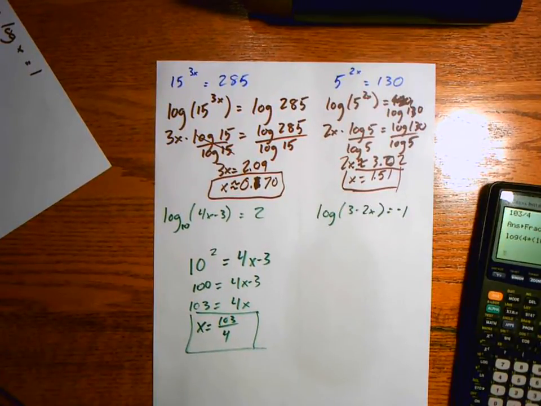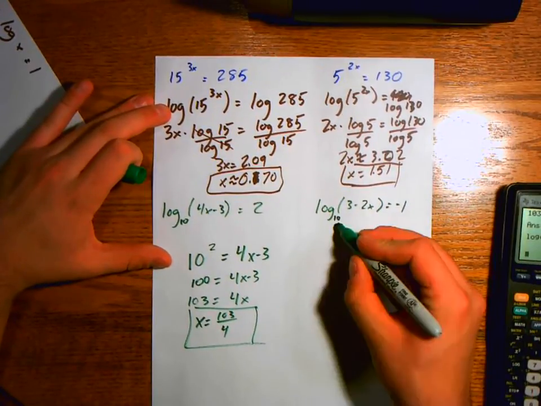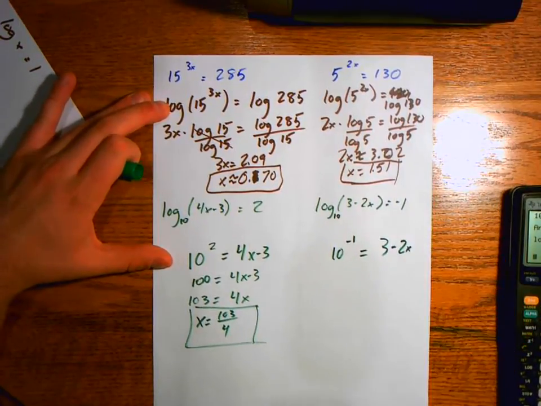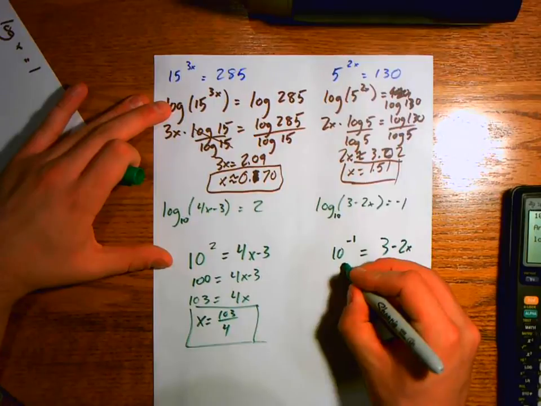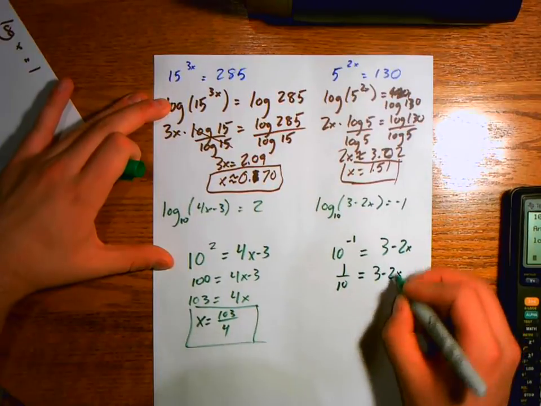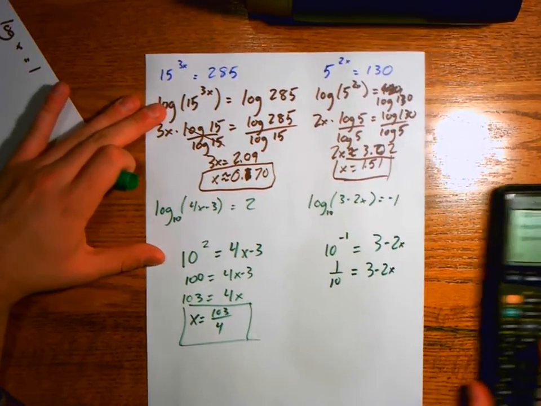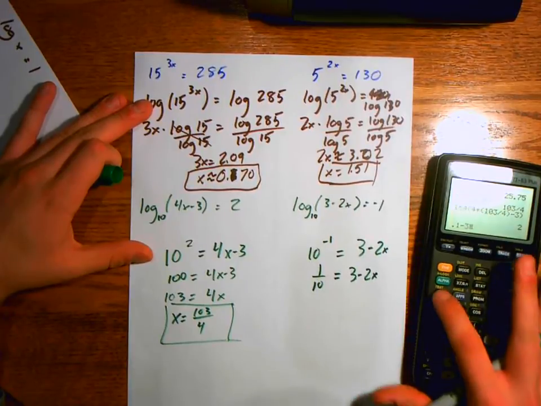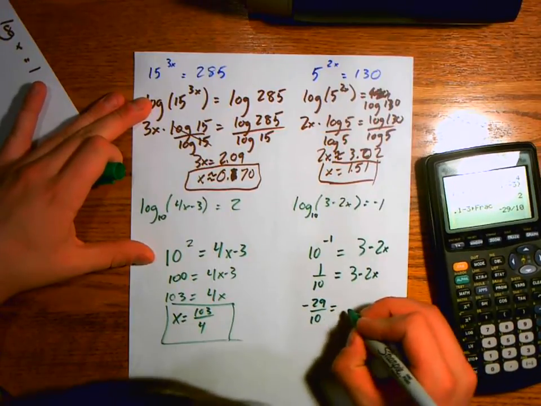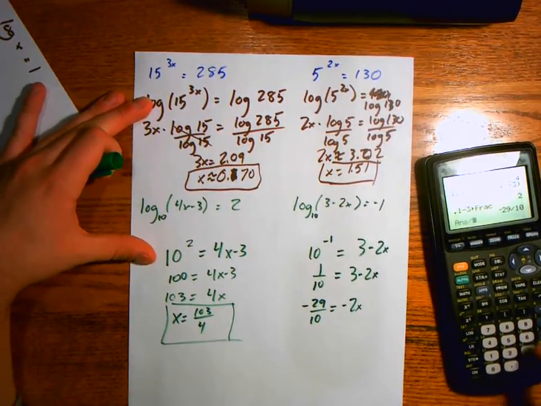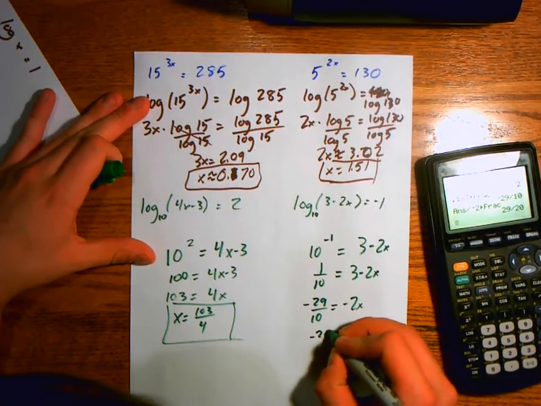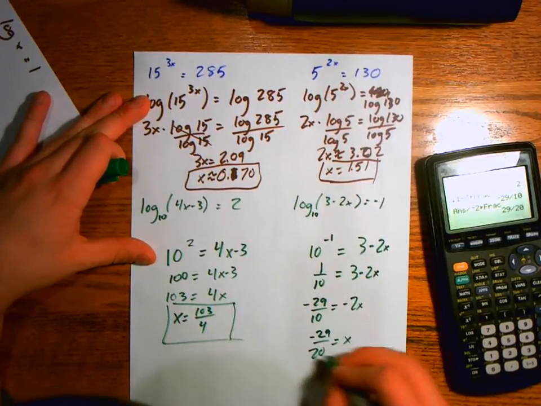Same exact thing over here. We have a base 10. So your base of your exponent equals inside the parentheses. 10 to the negative 1 power is the same thing as 1 over 10. And then subtracting 3 on both sides is going to be equal to negative 29 over 10. And then dividing this by negative 2 is going to multiply the bottom by 2 to get 20. So negative 29 over 20 is equal to x.